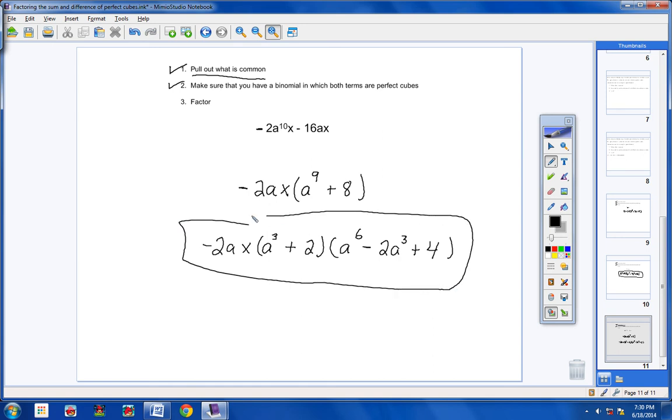Congratulations, you've done it. So today we have looked at factoring the sums and differences of perfect cubes. Okay? I hope this has made sense. I hope this has been a help to you.